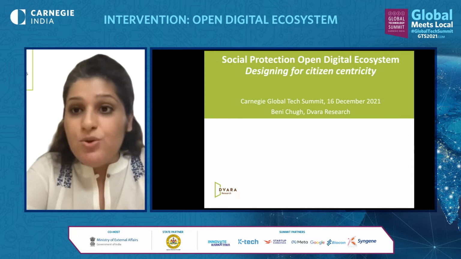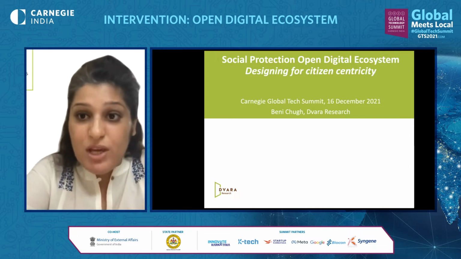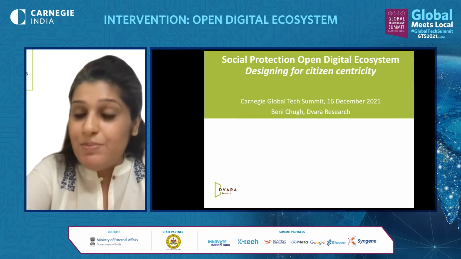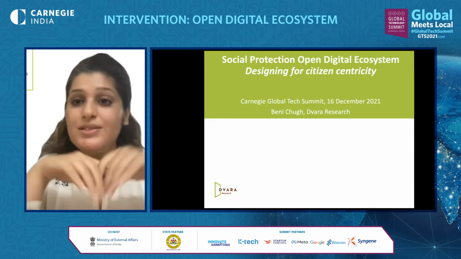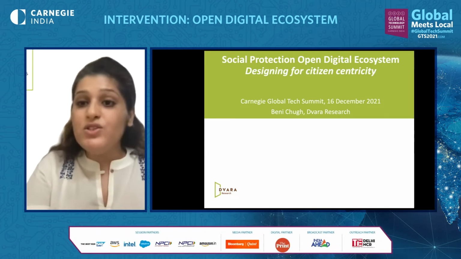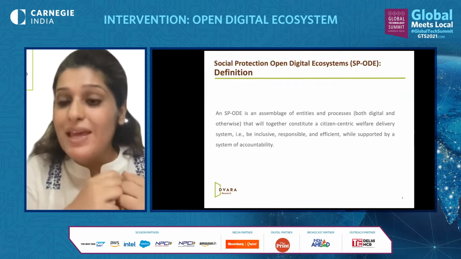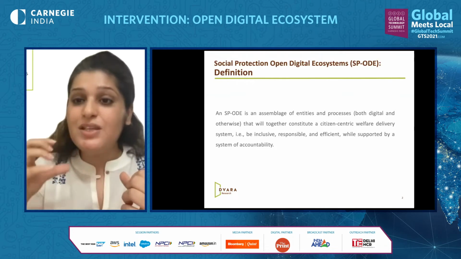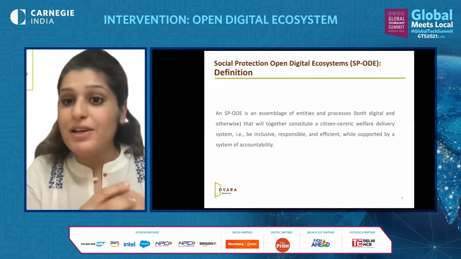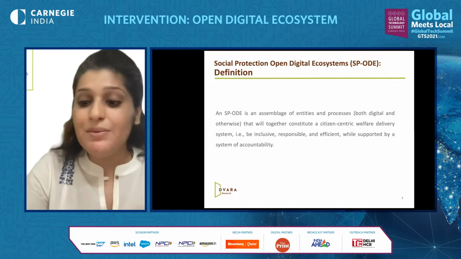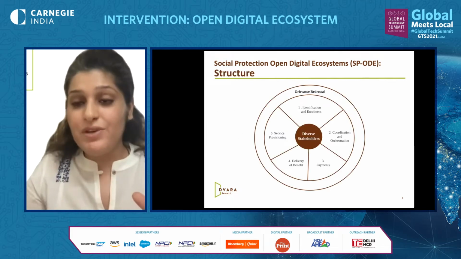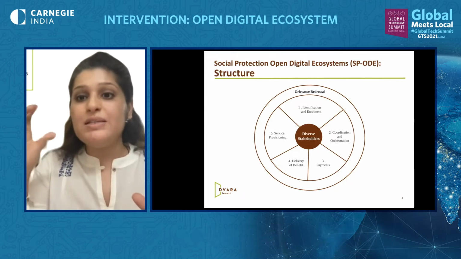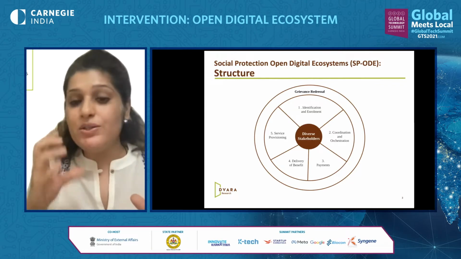Creation of social protection open digital ecosystems, which is the subject for today's conversation, seems to be a step in that direction. Put crudely, a social protection open digital ecosystem is like a digital platform which allows the citizen to avail of several welfare schemes through a single portal and a single platform. What is really happening in the back end is that the entire value chain of welfare delivery has been broken down into specific processes, as we can see on the screen.